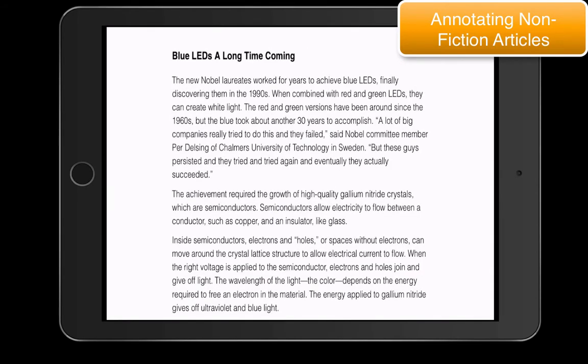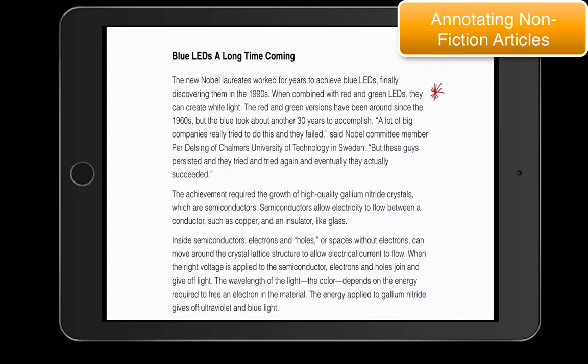Blue LEDs, a long time coming. The new Nobel laureates worked for years to achieve blue LEDs, finally discovering them in the 1990s. When combined with red and green LEDs, they can create white light. Oh, that's kind of interesting. You can combine things. I'm going to just put a little star there. I think that's kind of interesting.